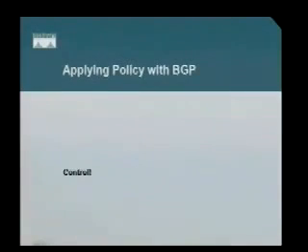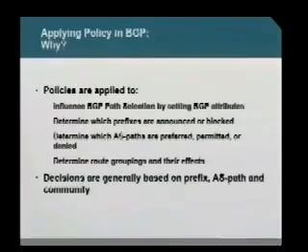Okay, so applying policy within BGP. This is giving you all the control that you hopefully will require within your network and when dealing with other autonomous systems. Policies are applied to influence the BGP path selection process. So you can manipulate BGP attributes to manipulate the path selection process. That's by and large what most people are doing.